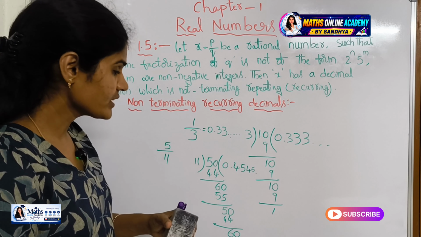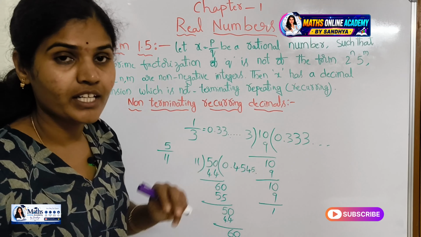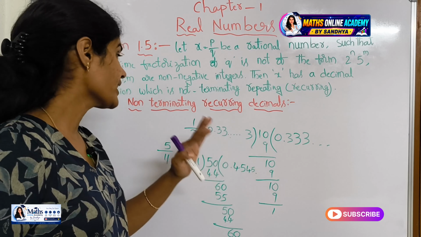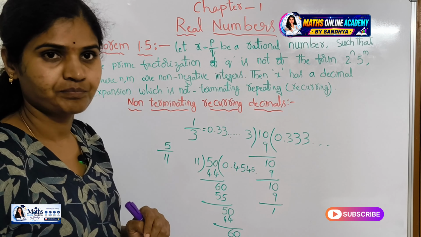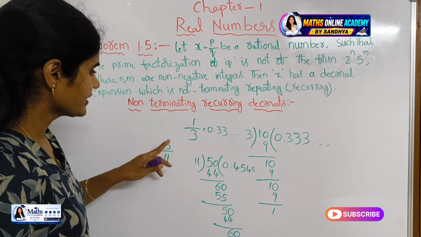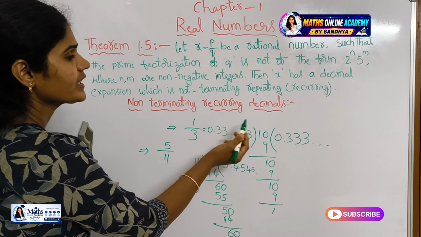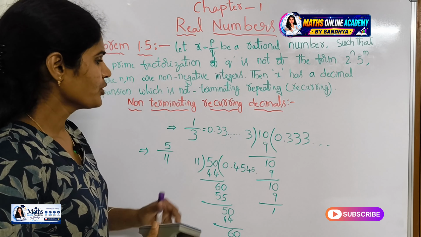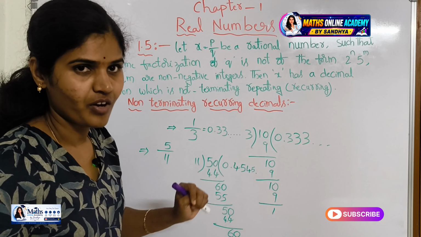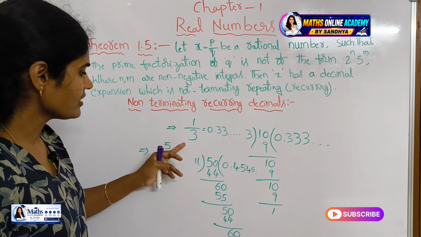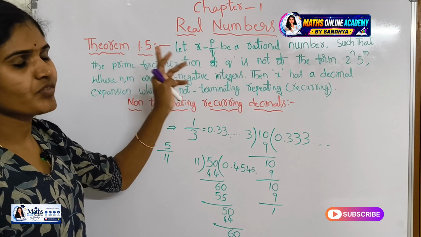It's repeating. So that type of rational numbers are called non-terminating recurring decimal numbers. So you got it. What are non-terminating recurring decimal numbers? This type of rational numbers are called non-terminating recurring decimal numbers. So you can write these rational numbers in non-terminating recurring decimal form. Based on this, we prove theorem 1.5.